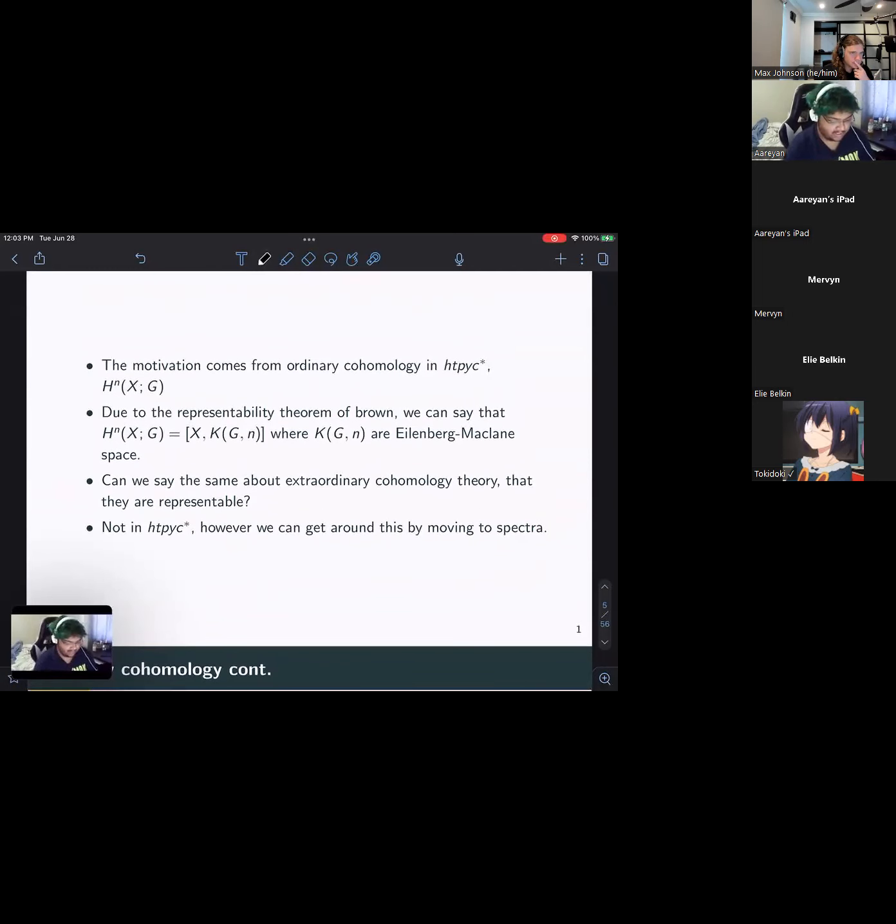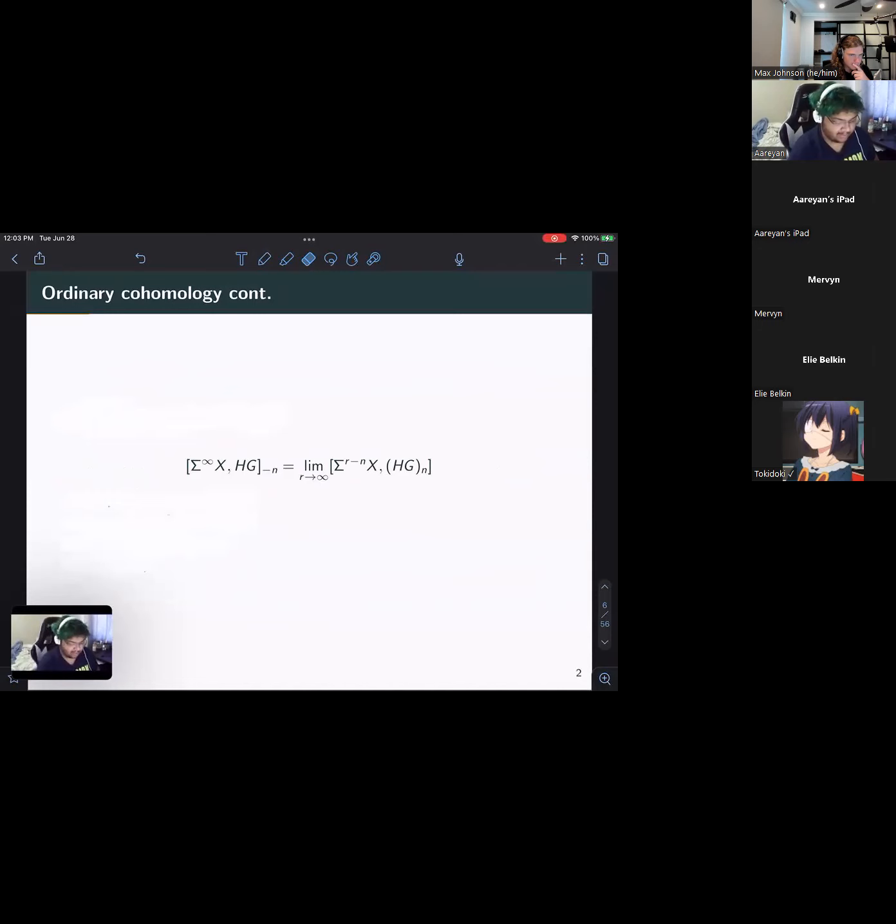So what do I mean by this? Let's do a computation to see. By the way, this slide completely broke in Overleaf, which is why I had to do some manual corrections here, but it's fine. So we're going to start with a computation. I want to compute the degree negative n maps in the spectra category between the suspension spectrum of X and this spectrum HG.